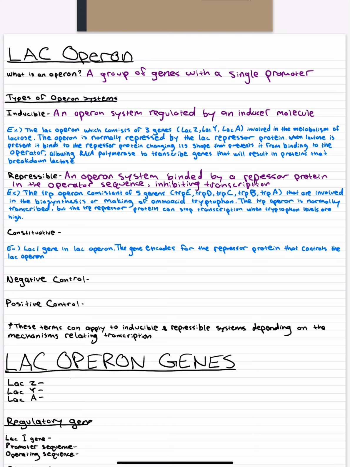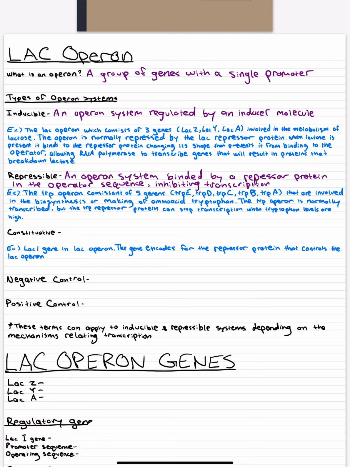On the other hand, you have constitutive systems, and that's a type of operon system that is transcribed continuously, regardless of the presence or absence of a substrate or inducer molecule. For this system, the given gene is always going to be coded for. It's going to be transcribed continuously.